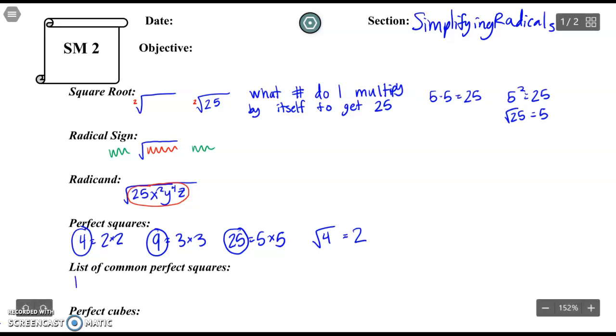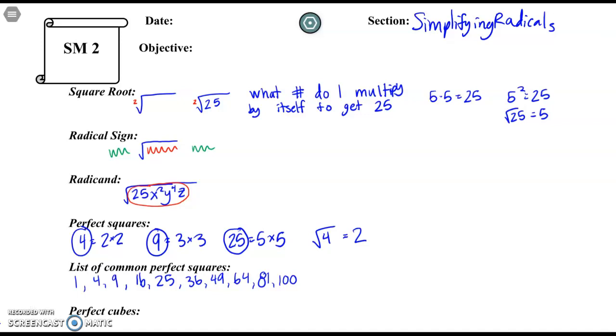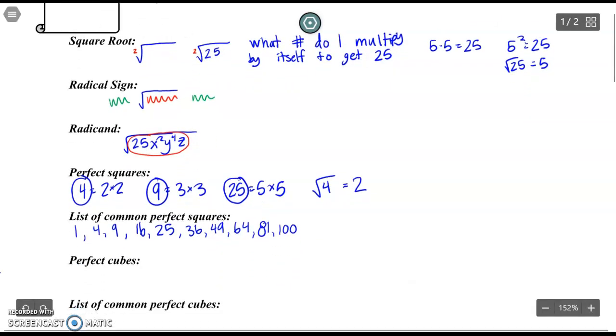So we've got 1, which is 1 times 1. We have 4, 9, 16, 25, 36, 49, 64, 81, and 100. Those are the perfect squares from 1 to 100. We just like to be able to recognize those quickly so that we can quickly take the square root of them. Next, we're going to talk about perfect cubes.